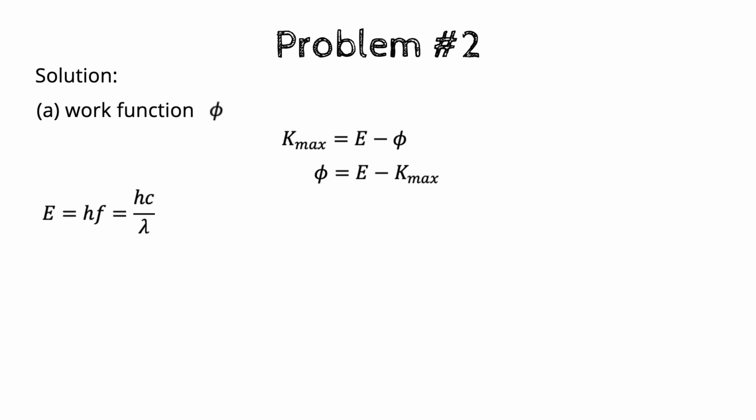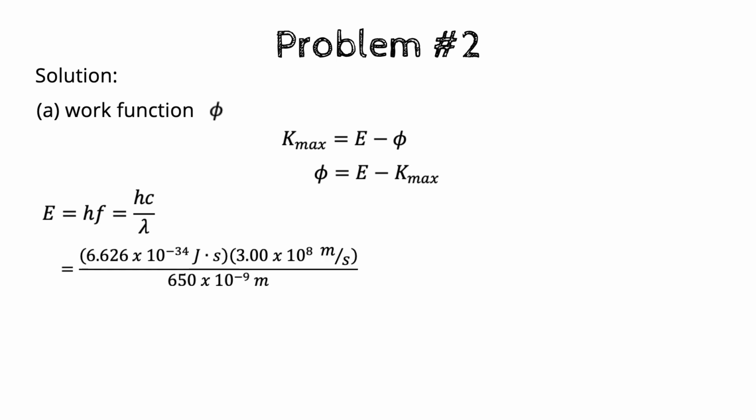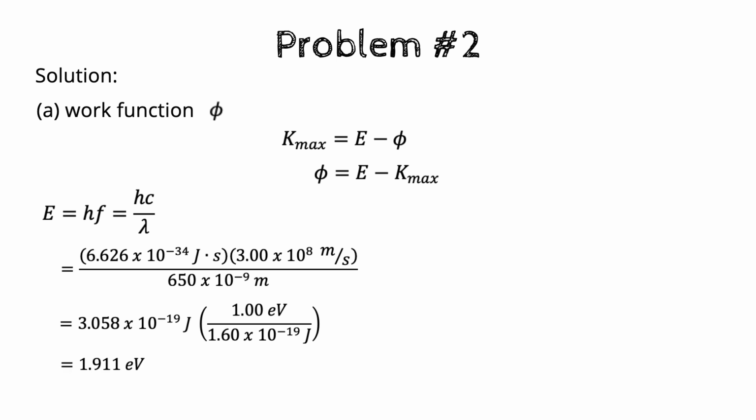Energy E is expressed as hf or hc over lambda. Plugging in, we have 6.626 times 10 to the negative 34 joule-second times 3.00 times 10 to the power of 8 meters per second over 650 times 10 to the negative 9 meters. Cancelling the units, meter and second, and computing them, we get the energy E equal to 3.058 times 10 to the negative 19 joules. Converting it in terms of electron volt, we obtained 1.911 electron volt or 1.91 electron volt.